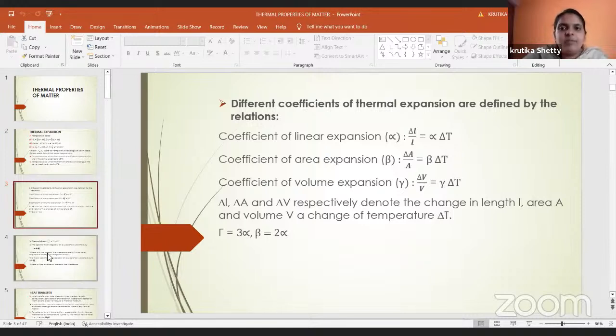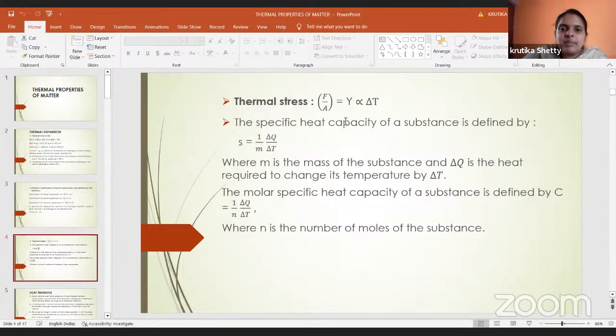If alpha value is 1, the beta value will be twice of that, they say. Next, this is thermal stress. What is thermal stress? Stress is nothing but force by area. So what is thermal stress? Due to the heat, the stress is occurring here, and that is given by Y alpha delta T.